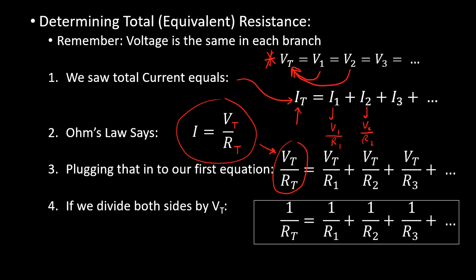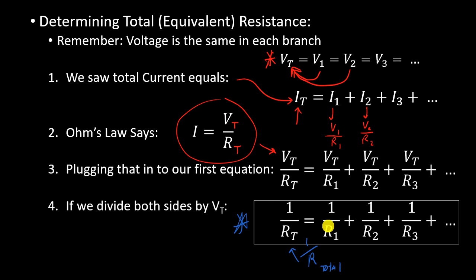Well, I have this equation. If I just divide both sides by V total, all of a sudden all those V's are going to disappear. And I'm left with this equation. 1 over R total, 1 over the total resistance, is equal to 1 over R1 plus 1 over R2 plus 1 over R3.